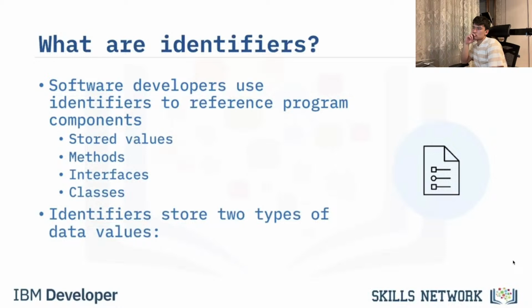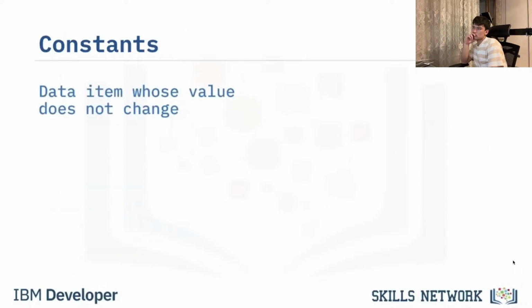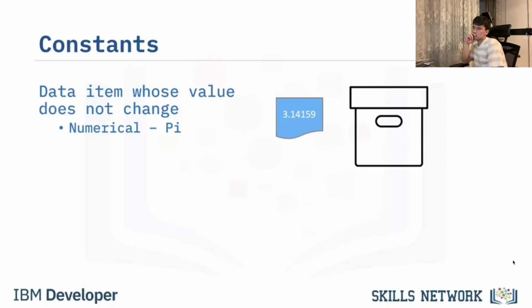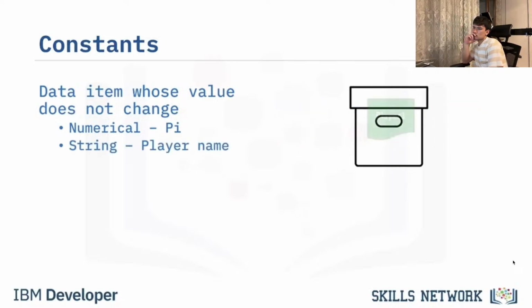If the identifier stores data, then the data values in the program can be one of two types, either a constant or a variable. A constant is a data item whose value does not change within a program. This could be a numerical constant, such as the mathematical value of pi, or it could be a text string that remains constant, such as a player's name within a game. Constants are also referred to as named constants.